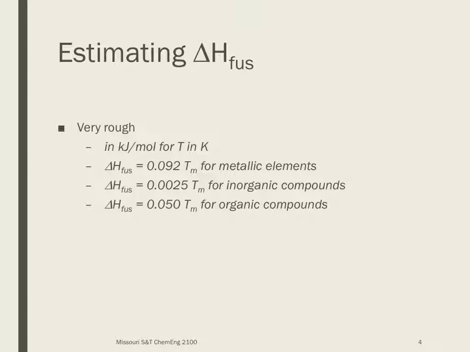Now for heat of fusion, we only have a very, very rough estimation technique, okay? It depends on what type of solid phase is being formed. Metallic elements, organic compounds, and inorganic compounds are the breakdown here. And again, you choose the proper multiplier times the melting temperature in Kelvin to get a very rough estimate of heat of fusion. This is not going to be a great answer, but we tend to use this one a little more often because frequently we don't actually have good data. So if you have data, that's certainly the best.